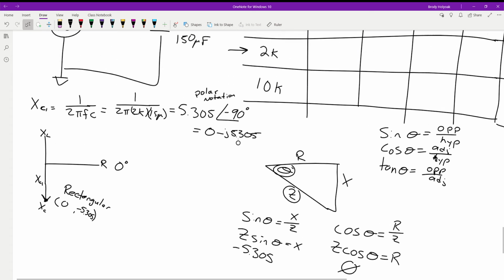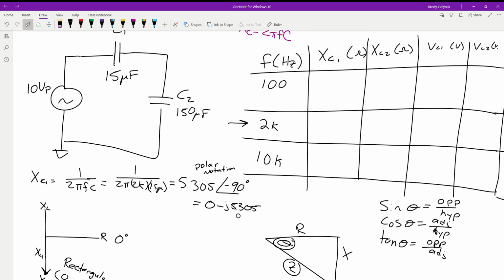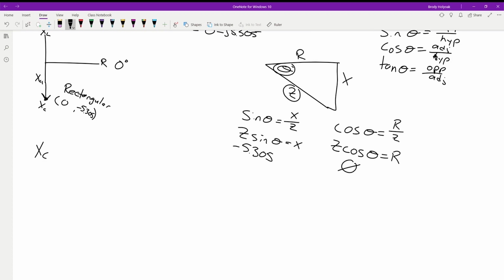So now we have our first value. We have 5.305 at negative 90. Okay, now we want to go through and solve for the XC2. So again, 1 over 2 pi times the frequency times the capacitance. So we have 1 over 2 pi times 2,000 times 150 micro.